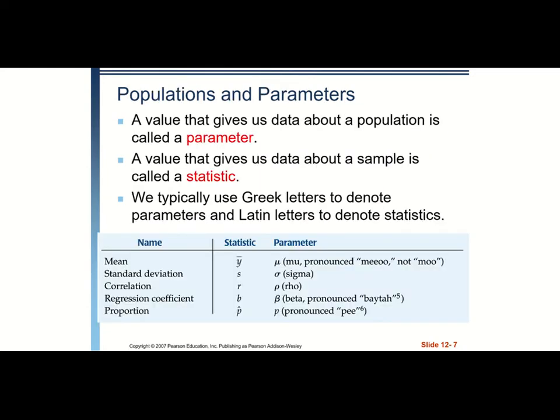Now for some more vocabulary. When we're dealing with populations, if we have a numerical quantity that has to do with that population, we label that a parameter. If we have a numerical quantity that has to do with a sample, we label that a statistic. P's go with P's, S's go with S's.